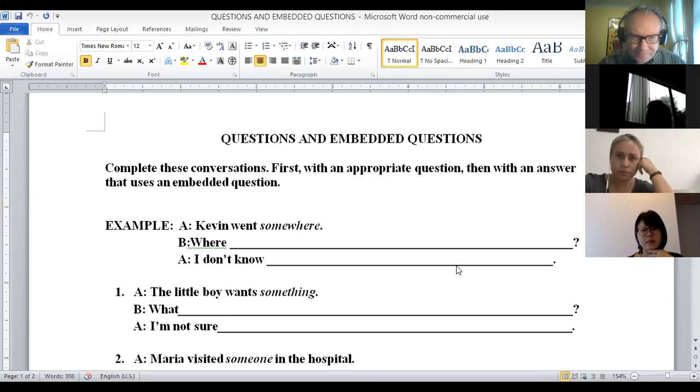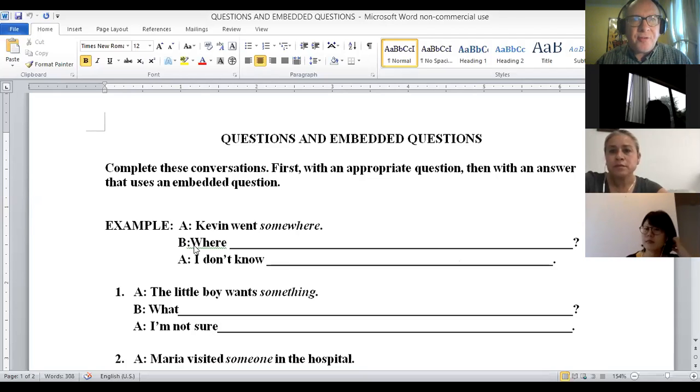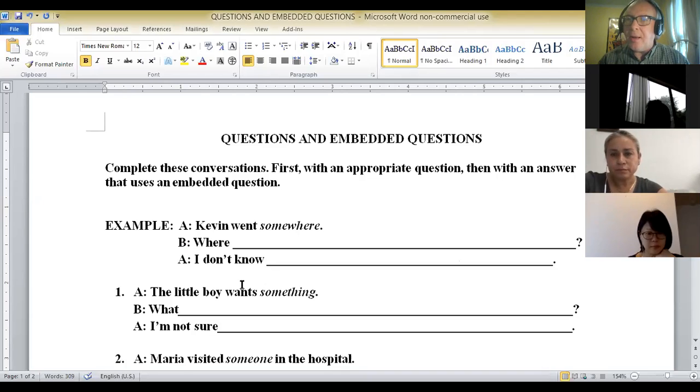Now we see questions and embedded questions? Yes. Okay. So remember, what's the big difference between the question and the embedded question? The big difference is in the direct question, the auxiliary verb is in front of the subject, right? It's question word, auxiliary, subject, verb, right? That auxiliary has to move around, right? So here we have a mystery information. Kevin went somewhere. Well, what would be the direct question?